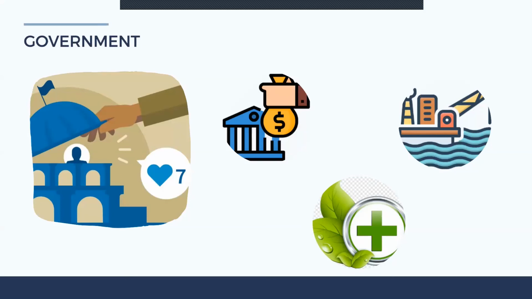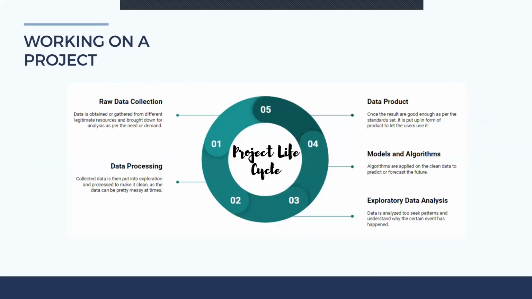So there might be some questions to yourself. How do I start a data science project? Just follow the upcoming few steps. Number one, raw data collection, the first step in which data is obtained and gathered from different legitimate resources and brought down for analysis as per the need or demand. Number two, data processing. Collected data is then explored and processed to make it clean, as the data can be pretty messy at times.